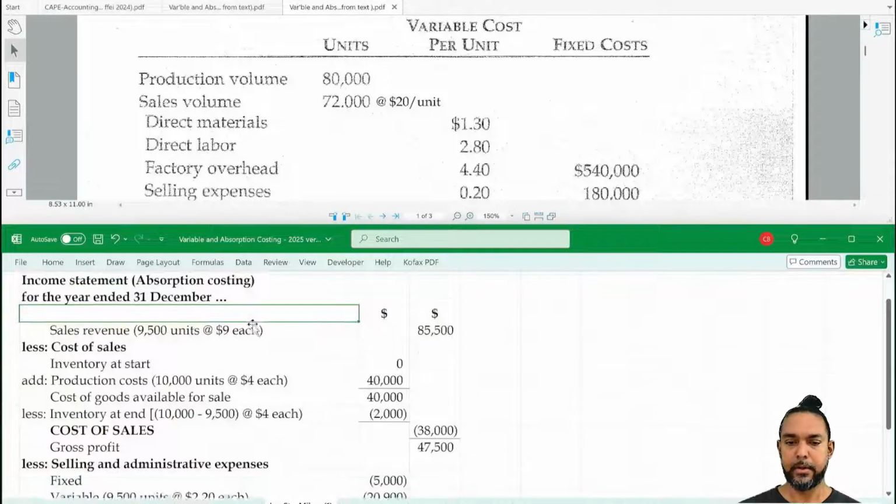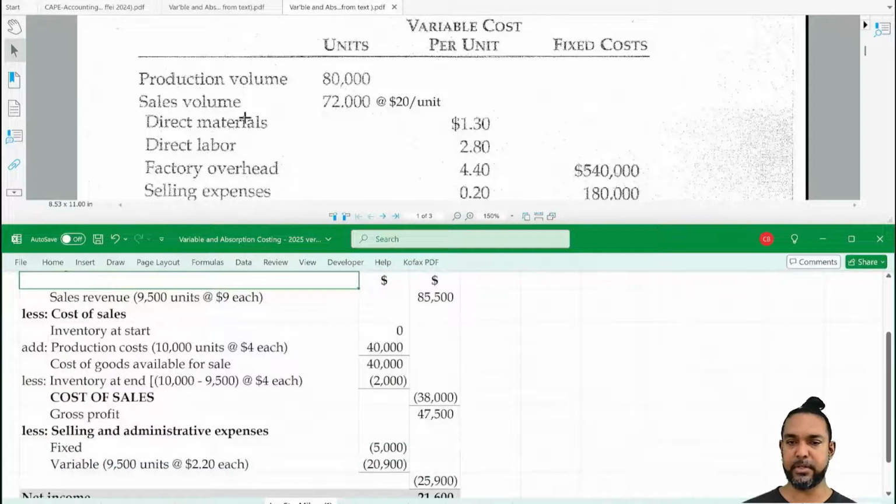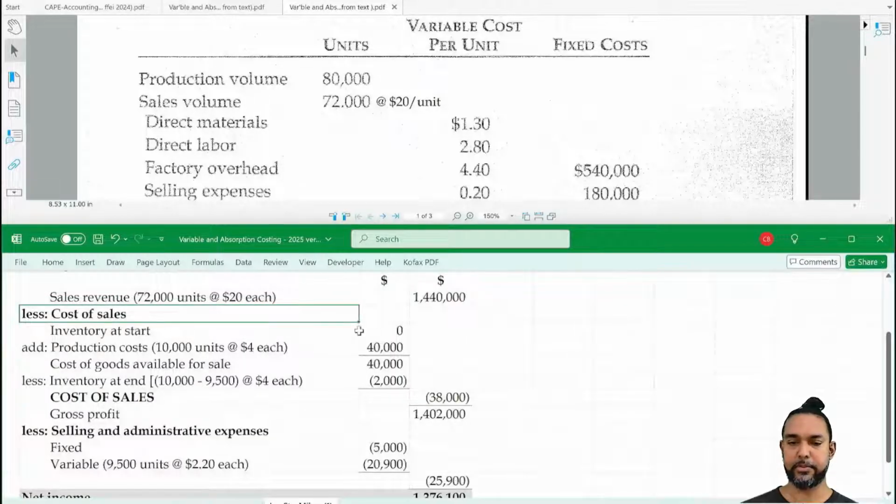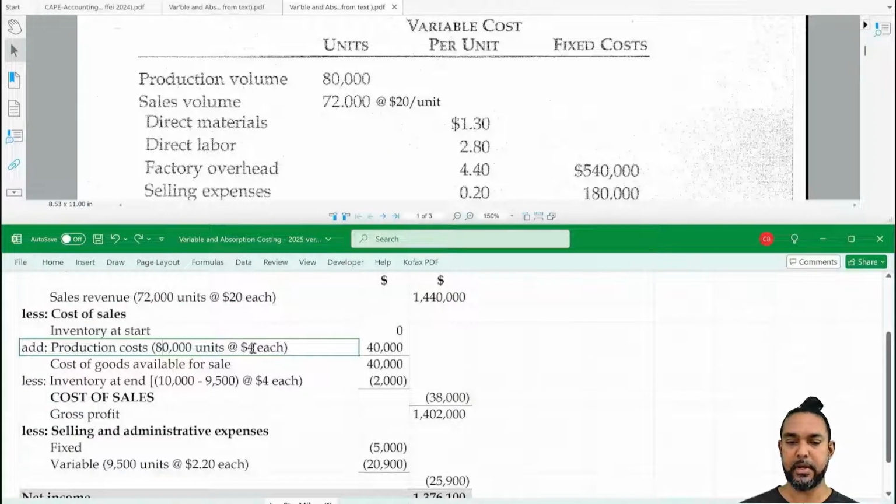Right. All right, so we have sales revenue. So we did 72,000 at 20, so let's change that. All right, at $20 each. All right, cost of sales. We have no inventory at the start. Production cost, right? So we made 80,000 at 15.25, right? 80,000.